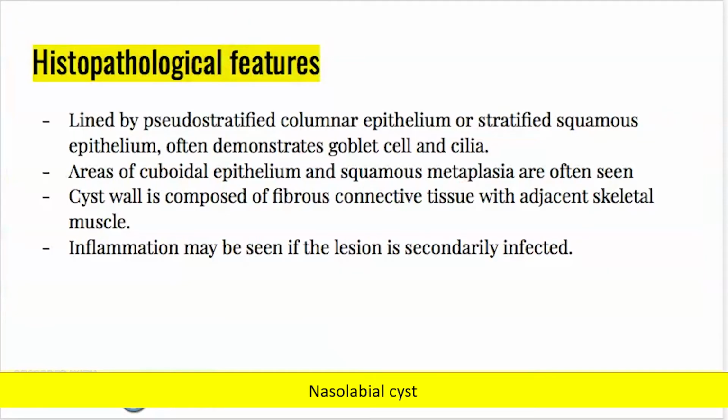In histopathological features, the cyst is lined by pseudostratified columnar or stratified squamous epithelium. If it's lined by pseudostratified columnar epithelium, it often demonstrates goblet cells and cilia. There are also areas of cuboidal epithelium and squamous metaplasia. The cyst wall is composed of fibrous connective tissue with adjacent skeletal muscle. If there's secondary infection, inflammation may be seen.